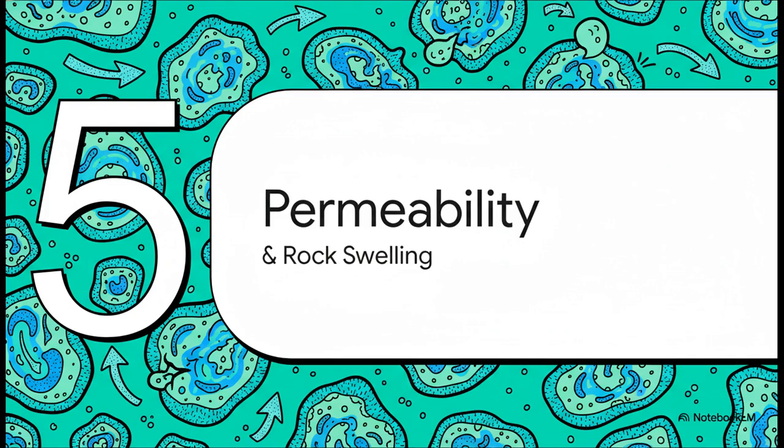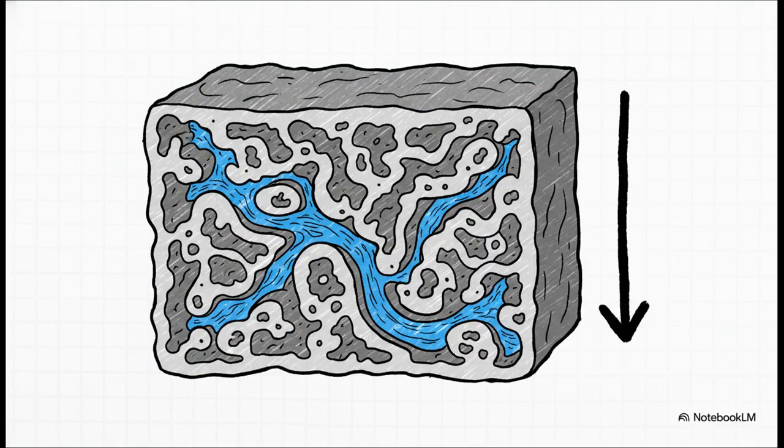Section 5, permeability and rock swelling. Okay, so we know the rock has voids, and we know fluids can fill them. Now let's talk about how fluids actively move through and physically alter these materials. Permeability is simply the ability of a fluid to pass through a rock, and it relies on a few really key factors. First, the interconnectedness and size of the voids.